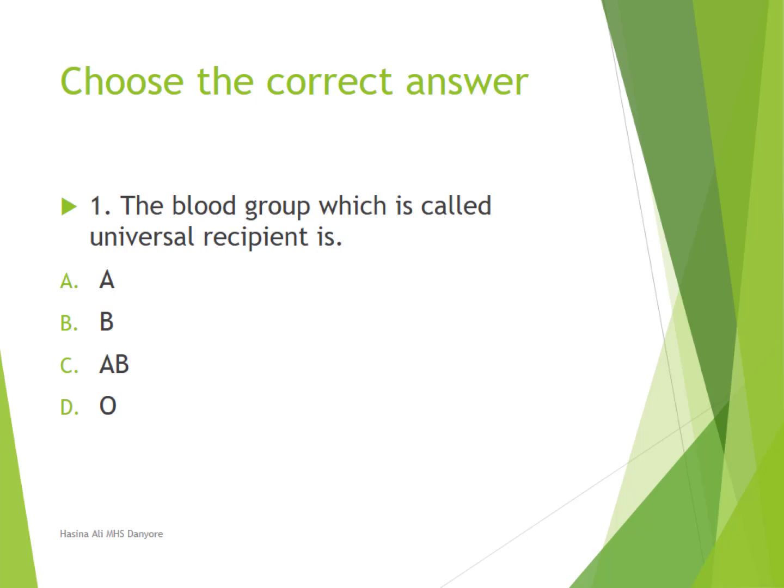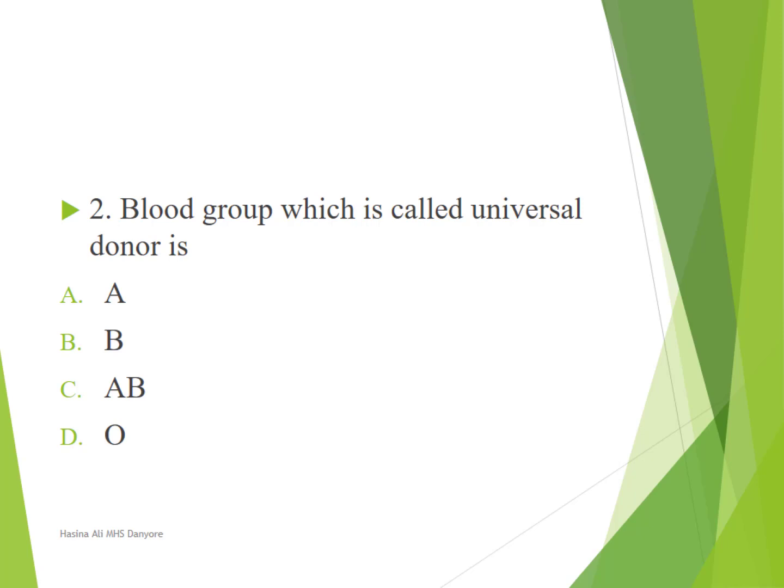1. The blood group which is called universal recipient is A, B, AB and O. Question number 2. Blood group which is called universal donor is A, B, AB and O.